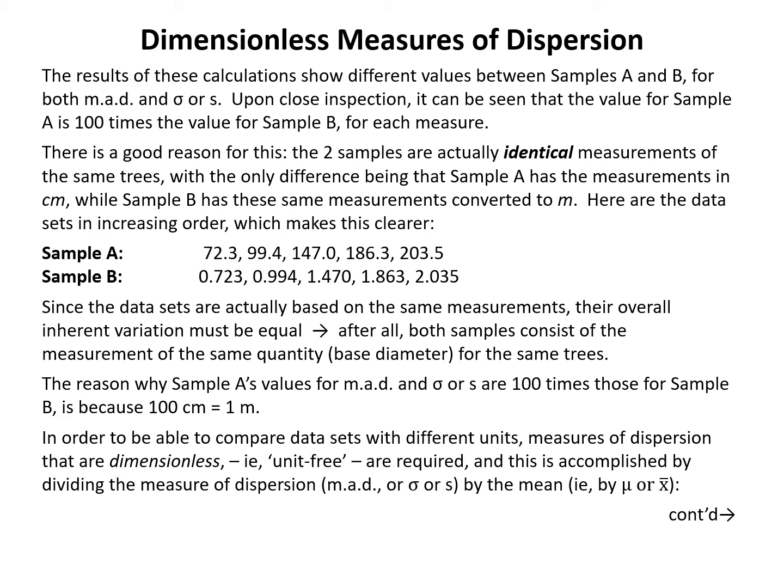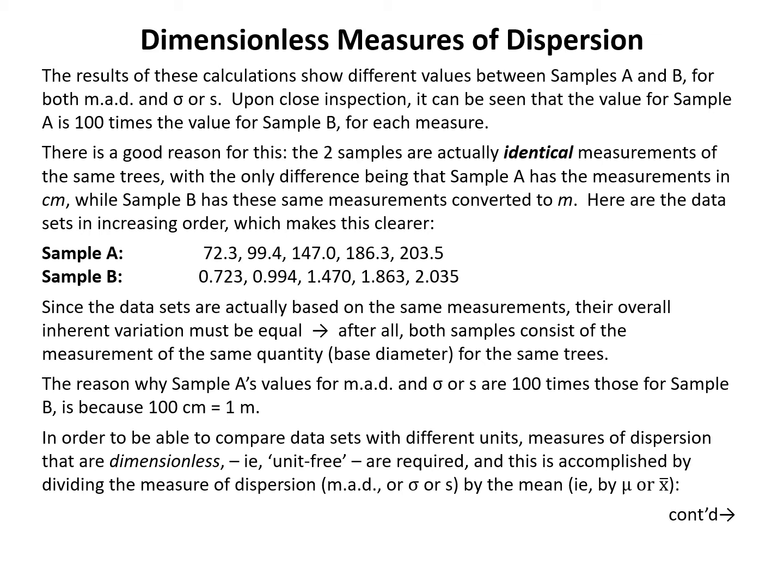Now, since the data sets are actually based on the same measurements, their overall inherent variation must be equal. After all, both samples consist of measurement of the same quantity, i.e. base diameter, for the very same trees. The reason why sample A's values for MAD and sigma or S are 100 times those for sample B is simply because there's 100 centimeters in 1 meter and vice versa.